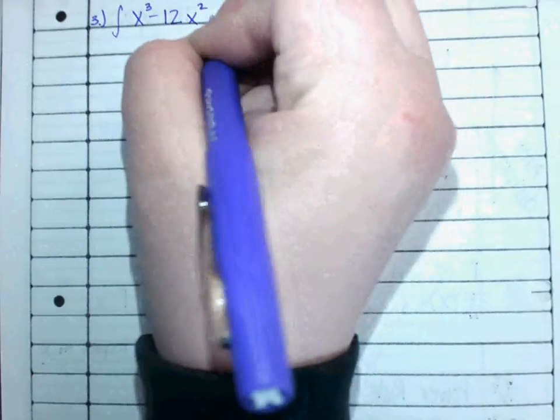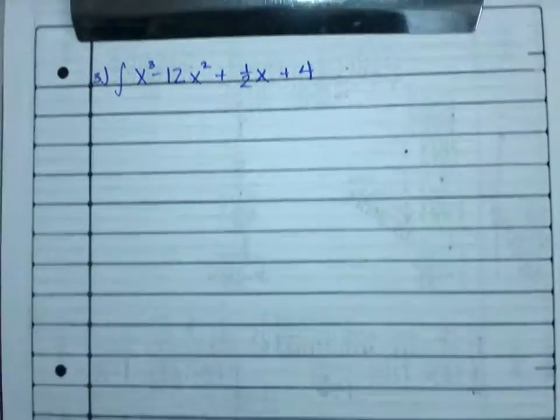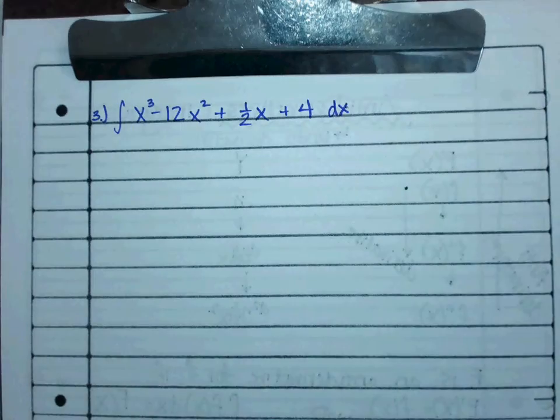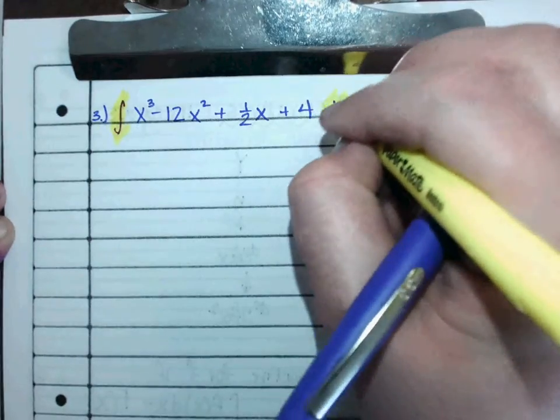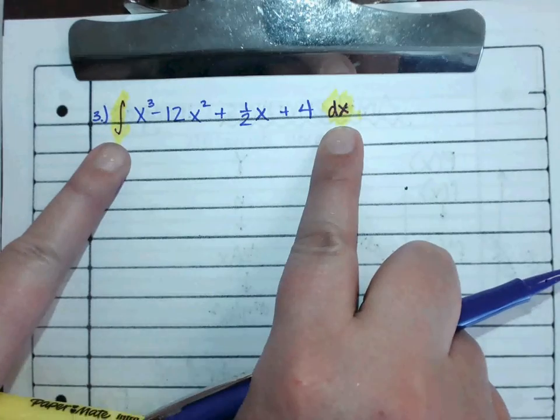Next one. Number 3. Okay, so we're going to do the integral of x cubed minus 12x squared plus half x plus 4, and then a dx. Now, the integral and the dx tell you what to take the antiderivative of. So after you do the rule, they both go away. Just like when you take a derivative, you don't keep the d dx in the front. When you do the antiderivative, these both go away at the same time.